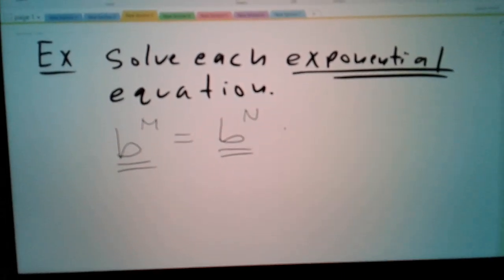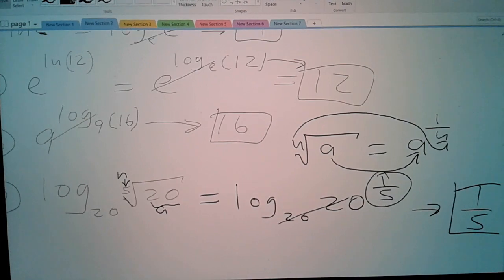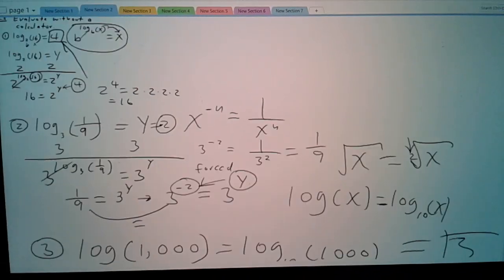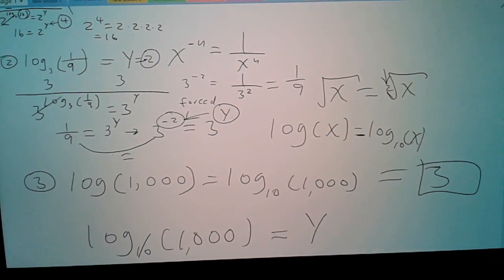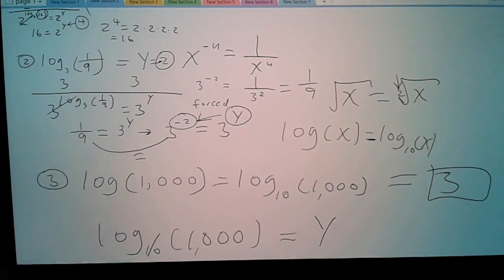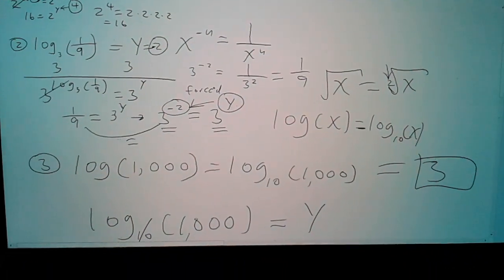The powers are going to be the same. We just saw that a few moments ago. So over here, for instance, I said that 3 to the negative 2 equals 3 to the y. They have the same base. So we said that y is equal to negative 2.